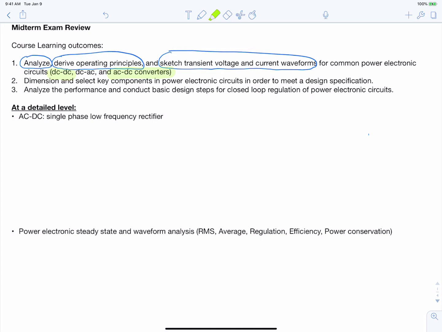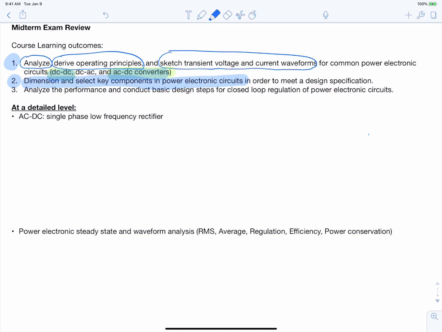The third learning outcome is that by the end of the class, you should be able to analyze the performance and conduct basic design steps for closed-loop regulation of power electronic circuits. So this learning outcome we have not covered yet. We're going to be starting that unit after the midterm exam. So to be clear, what is eligible for the exam is learning outcome 1, pertaining specifically to DC-DC and AC-DC converters. And then learning outcome 2, where we're talking about dimensioning and selecting key components in power electronic circuits.